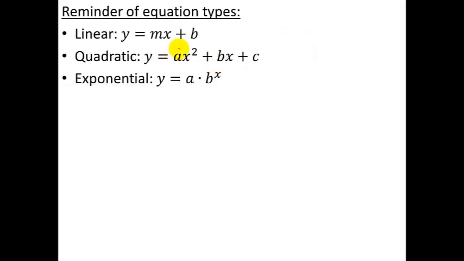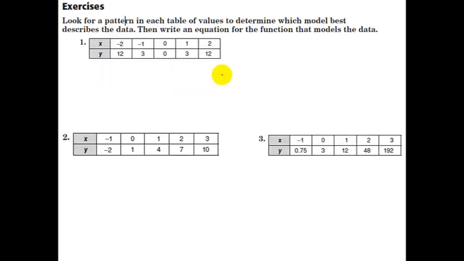Just a quick reminder of the three types that we've learned about. Linear functions can be modeled as y equals mx plus b. Quadratic functions can be modeled as y equals ax squared plus bx plus c. And exponential functions can be modeled as y equals a times b to the x power. Alright, let's do a couple of examples, and then we'll be finished with this quick section. Look for a pattern in each table, and determine which model best fits.